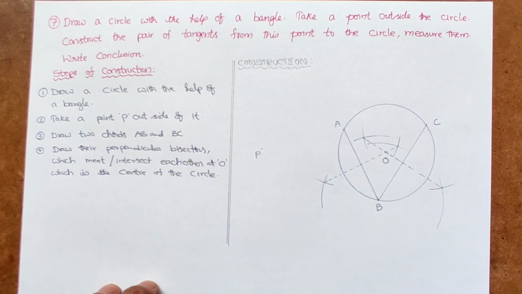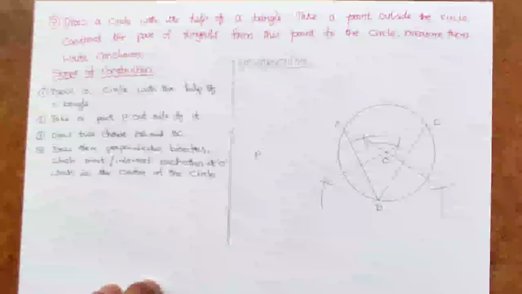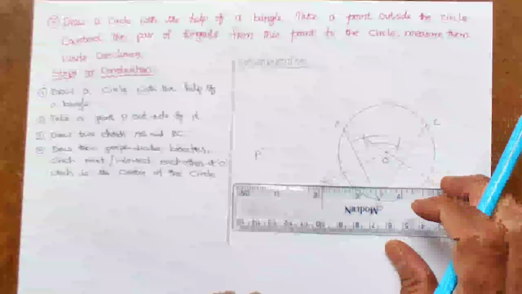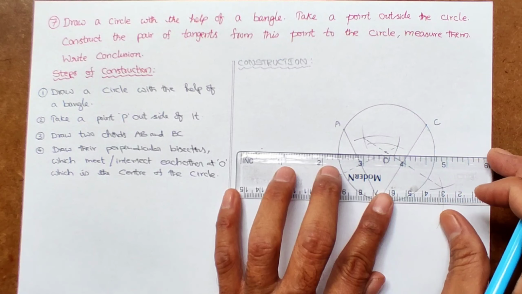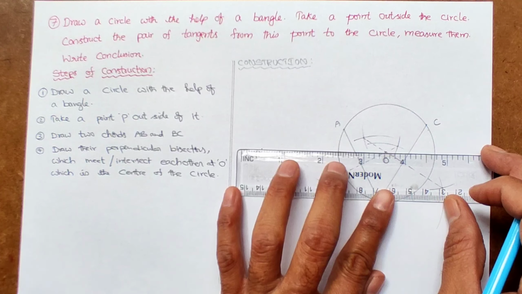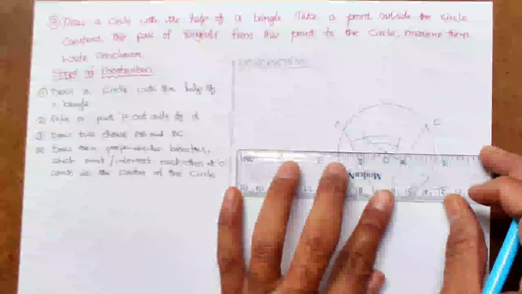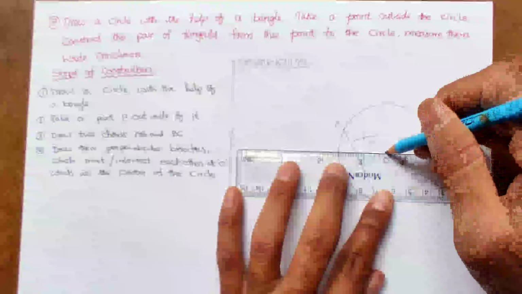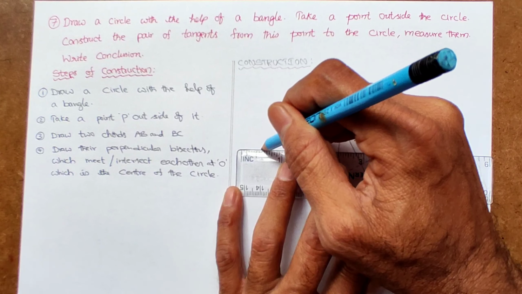Now here as usual, for this circle we have to draw tangents from the point P, so that here join OP, this is O and P.